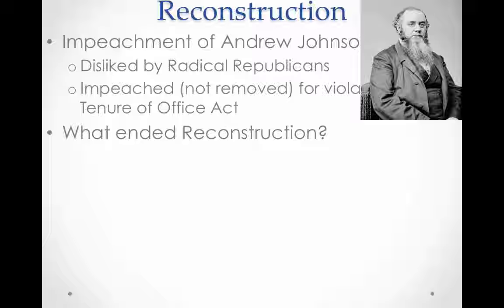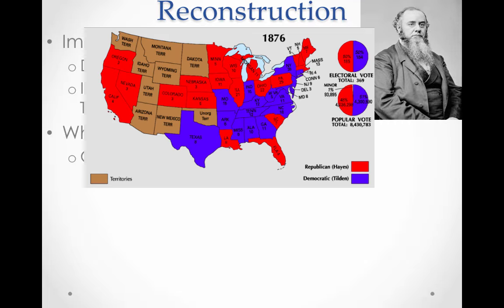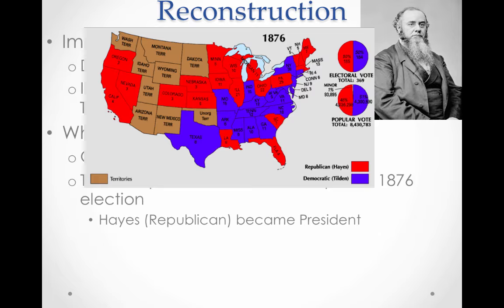All right, so let's jump ahead to the end of Reconstruction. What ended it? And it is the Compromise of 1877. And holy cow, is this very important to know. It's so important to know it is covered up right now. So this settles the dispute of the presidential election of 1876. So Hayes is a Republican running for president, and he's running against Samuel Tilden, a Democrat. Now, there are essentially disputes over electoral votes. So a committee is formed, and Hayes becomes president.